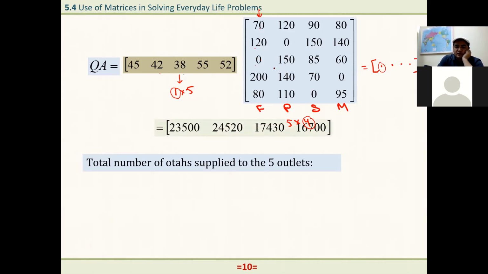If you multiply this, we know how to multiply, maybe using Excel if it's a big matrix, and we will get this result. It means in that particular month the factory produced this many fish otters, this many prawn, and the squid, and the mixed.